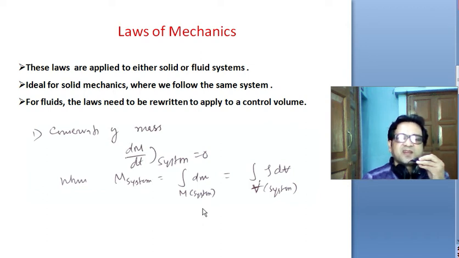And what is the mass of the system? You can divide the system into small fluid elements of mass dm, and if we integrate the small element masses for the system, we get the total mass of the system, which is the integration of ρ dV, density into volume. That is the mass. It is a volumetric integral.